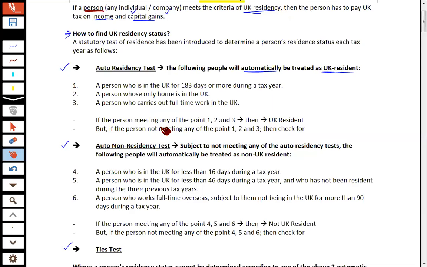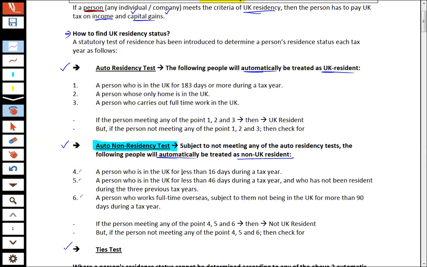If the person meets any of points 1, 2, or 3, then he will be a UK resident. But if the person does not meet any of points 1, 2, 3, then check for the auto non-residency test. The auto non-residency test applies subject to not meeting any of the auto residency tests, like from these three points. If the person is not meeting any of those points, the following people will automatically be treated as non-UK resident if they meet any of the fourth, fifth, and sixth point. So the non-residency test is as follows.